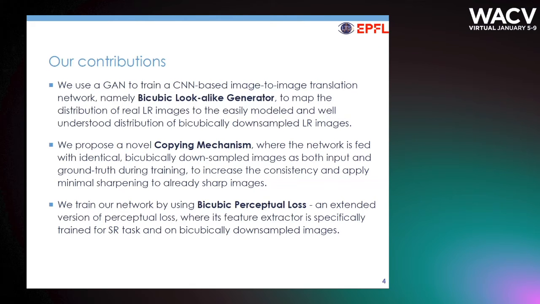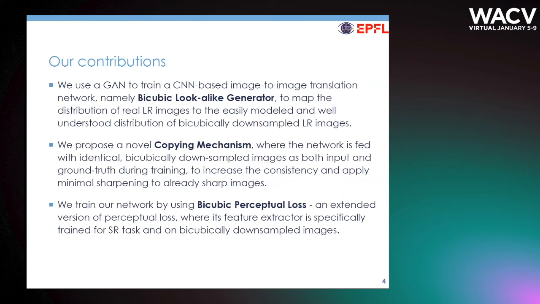Our idea in this paper is to first, given a real low-resolution image, map it to its bicubic lookalike, or map it to an image which looks like it has been downsampled bicubically, such that we can then feed that bicubically downsampled image lookalike into any generic deep learning model which has already been trained on bicubically downsampled images. To do this, we first train a GAN, which we call the bicubic lookalike generator, which maps the distribution of real low-resolution images to the distribution of bicubically downsampled low-resolution images.